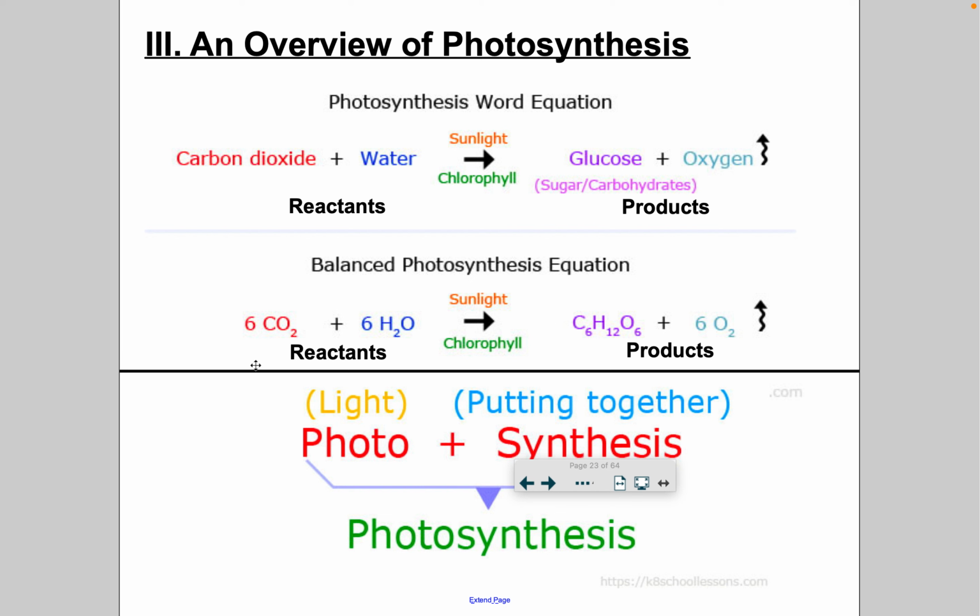Here's the chemical equation. 6 molecules of carbon dioxide plus 6 molecules of water, and sunlight, inside of chlorophyll. Those are my reactants. And you're going to produce C6H12O6, that's my sugar, as well as 6 molecules of oxygen. I mentioned at the beginning of this lecture that photosynthesis means light, and synthesis means putting together. So with sunlight, we are putting together something, in this case, sugar.